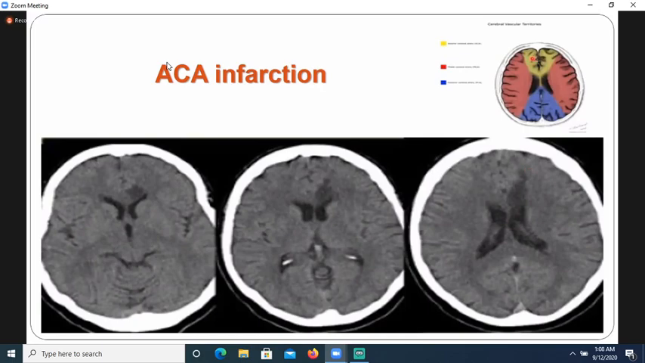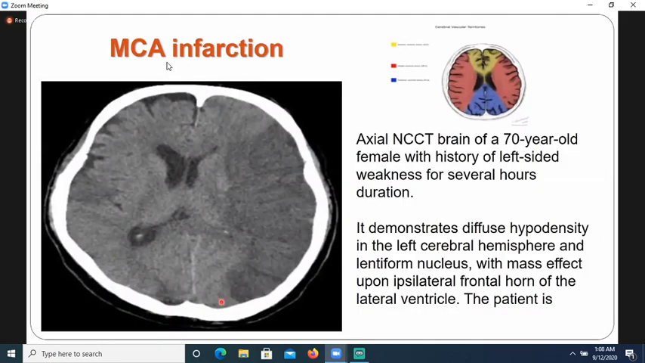There is a hypodense lesion in the left frontoparietal region with a mass effect over the ipsilateral lateral ventricle. There is a midline shift. So this is an infarction in the territory of the middle cerebral artery. You see this supply.